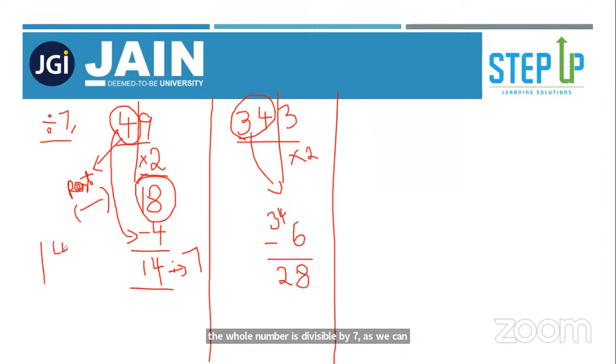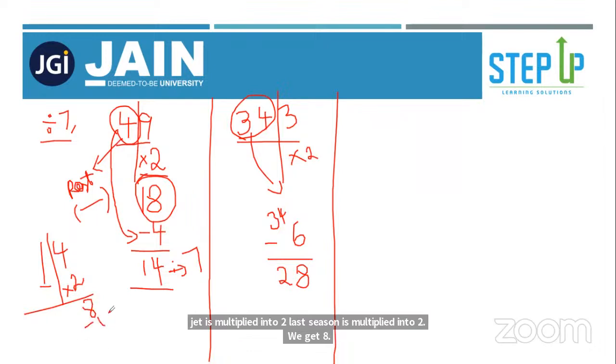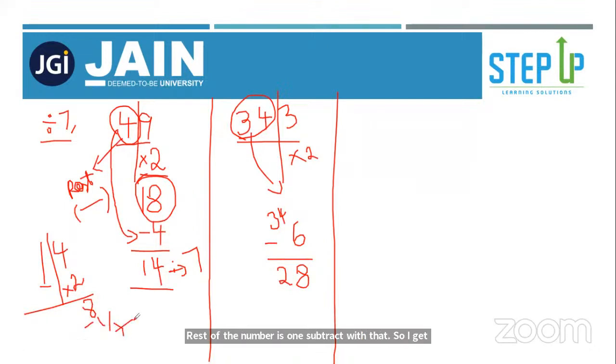Take 14. The last digit is multiplied by 2. We get 8. The rest of the number is 1. I subtract that, so I get 7. Then the number is divisible by 7. I can stop in between. There is no need to do it up to the end. Did you get that?